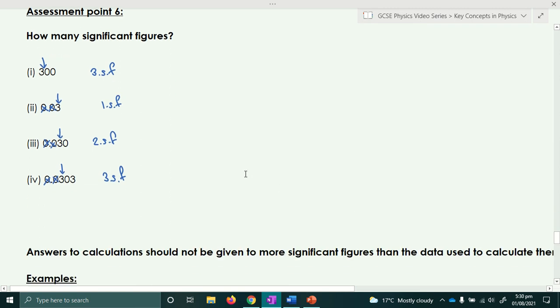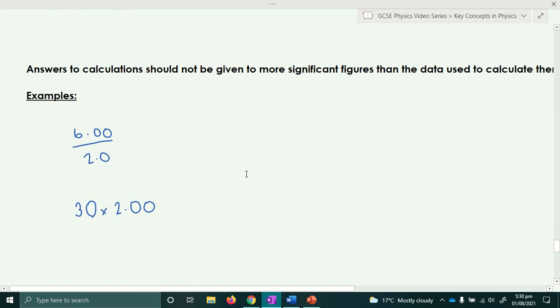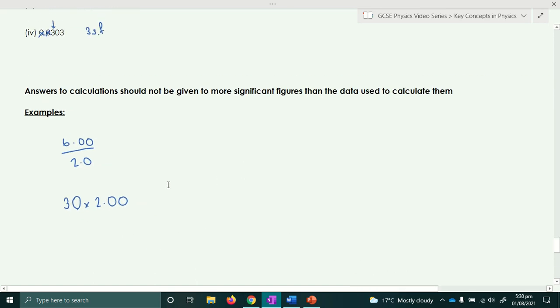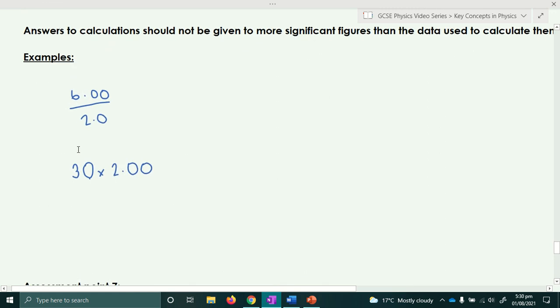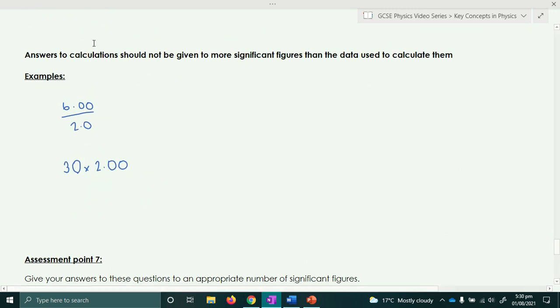But let's finish off by seeing, well, why do we care how many significant figures a number is? Well, there is a rule that we are going to use during calculations that answers should not be given to more significant figures than the data used to calculate them. Okay, so that's why we need to know how many significant figures something is. The reason for this is you can't calculate something more precisely than the actual measurements that went into calculating it. That's kind of where that comes from.